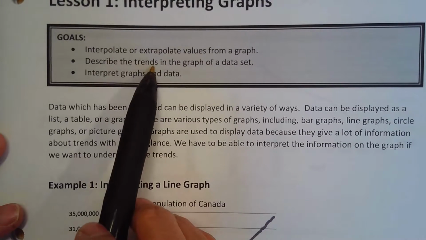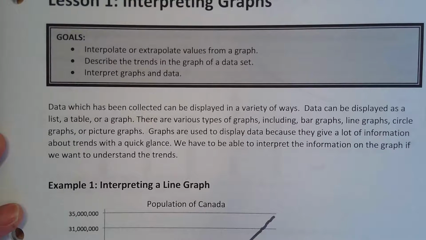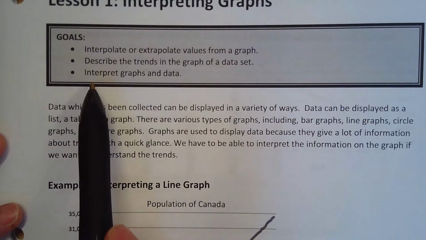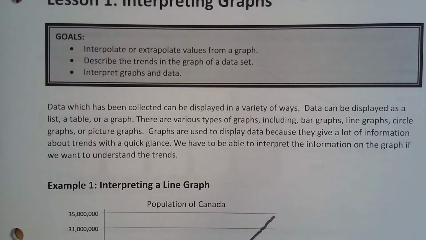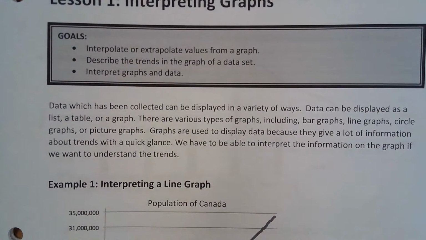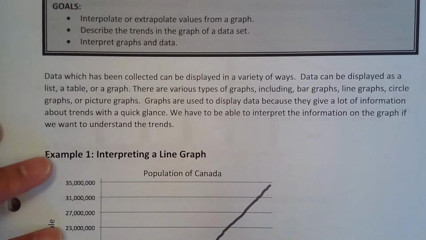Describe the trends in the graph of the data set. So describing the trend. Do you see a pattern? The trend is like, what's a pattern? What's going on in here? And interpret graphs and data. What do you see in this graph, and what kind of information is it giving you in here?